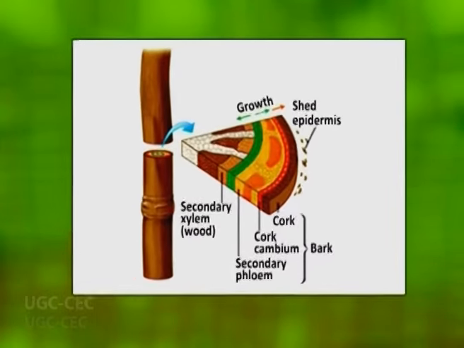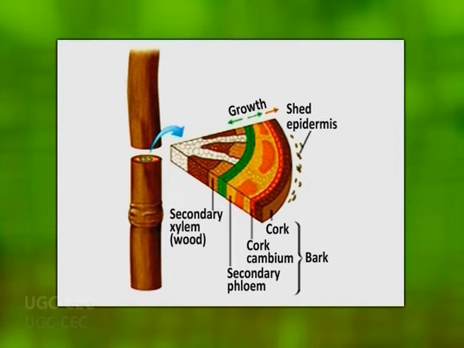Today we are here to discuss cork cambium and periderm. First, the structure of the cork cambium. The cork cambium, or phellogen, is a tissue found in many vascular plants as part of the periderm.